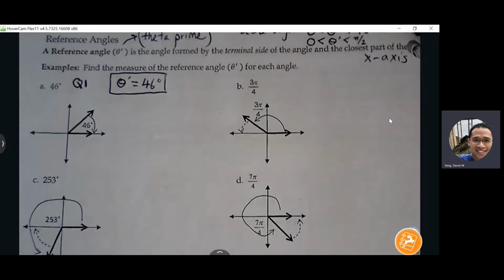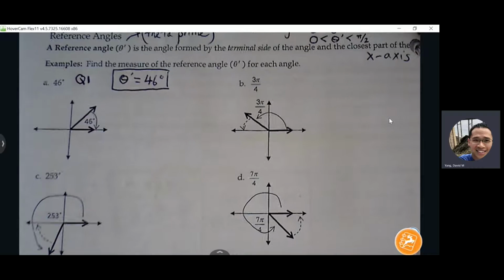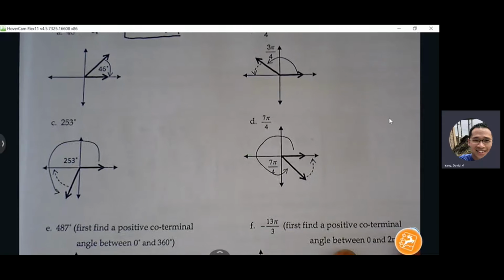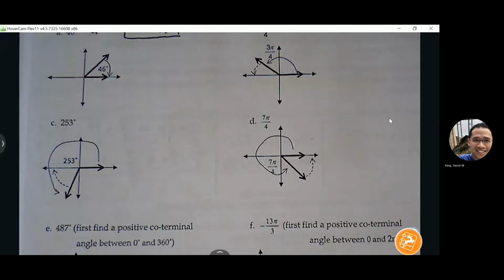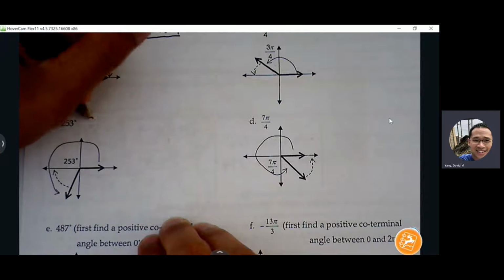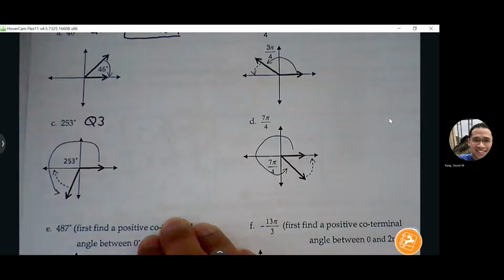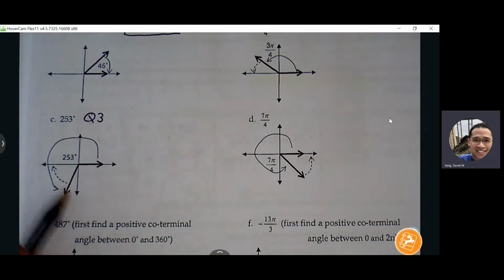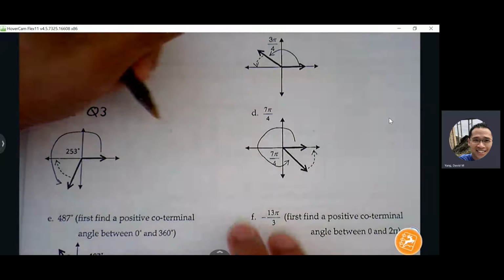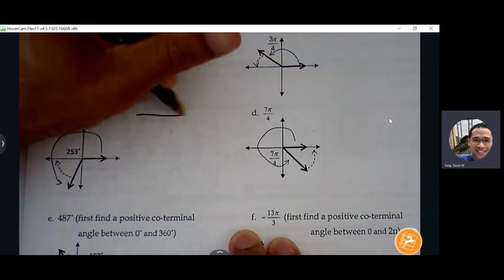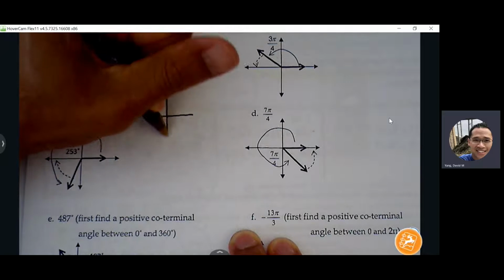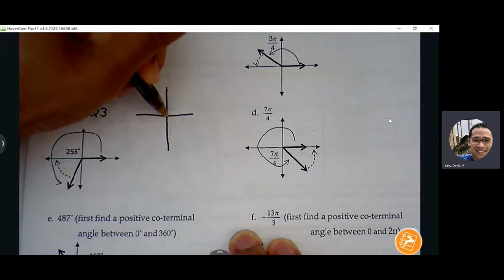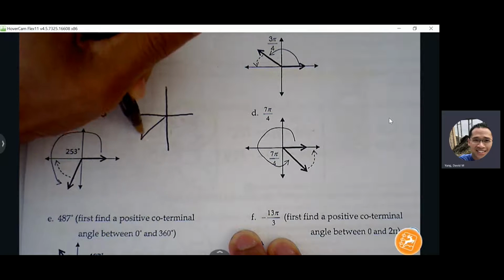Let me do part C first because I want to get the degrees first, and then we can talk about radians. Now, let's look at 253 degrees. Which quadrant is 253 in? Third quadrant. Okay, so I'll say Q3. Now the arrows are just a little confusing here, so I just want us to draw that angle measure here. 253 is in the third quadrant. So go ahead and put that there.